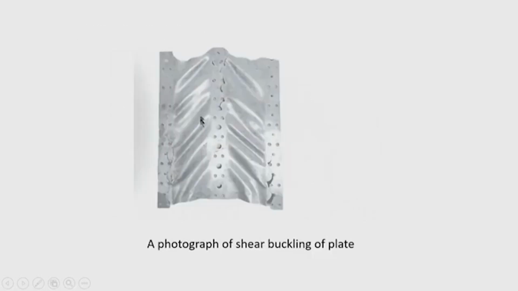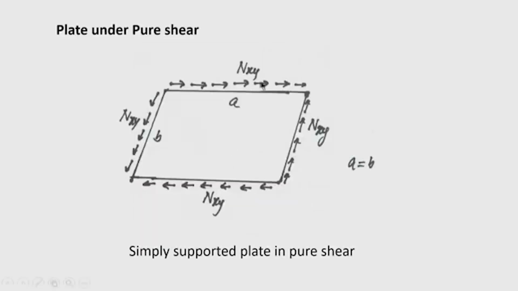So, the shear buckling phenomenon is observed in many practical cases. This is one photograph of a plate used in ship construction, and you can see that due to diagonal compression the buckling takes place. So, that is practically observed. Therefore, the study of buckling of a plate due to in-plane shear is also important and significant.